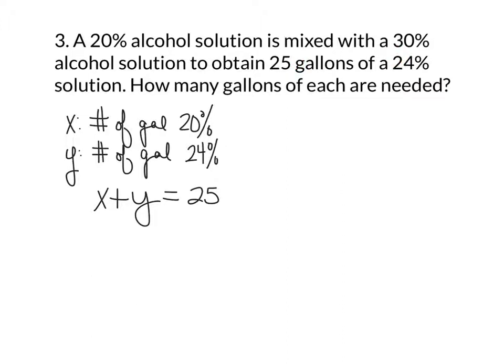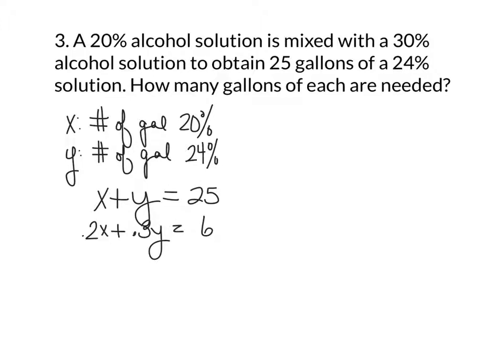So if I do 20%, that would give me 0.2x, and then 30% of our next solution, 0.3y, and that gives us a total of 25 multiplied by 24%, because we have 24% of the 25 gallons. That's our mixture. So we multiply that, and 25 times 0.24 would be 6. And there we go. So now you can use substitution, you can use elimination.